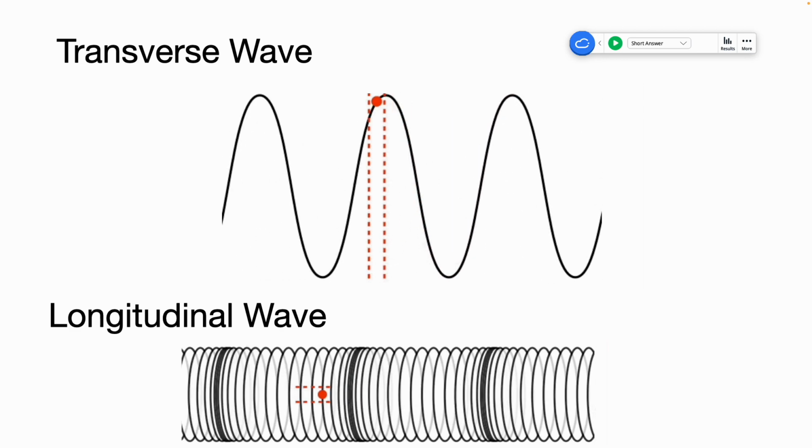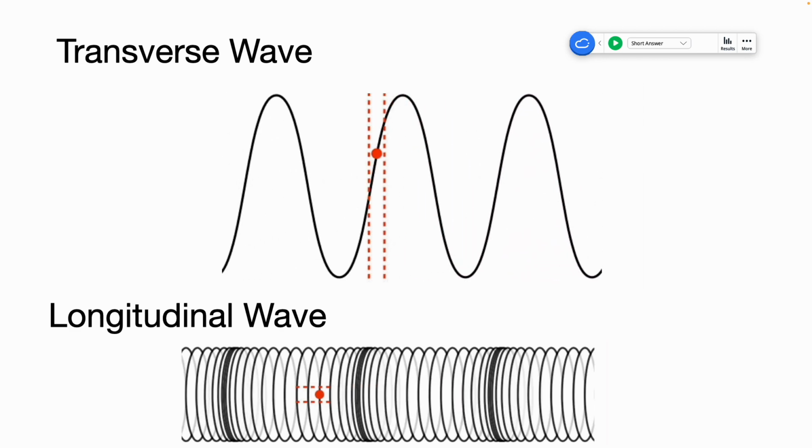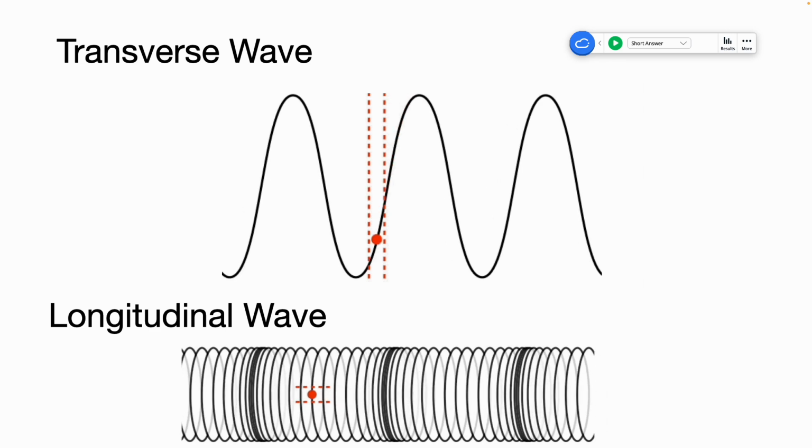This is purely a transverse wave for the string and purely a longitudinal wave for a spring. Any other question?